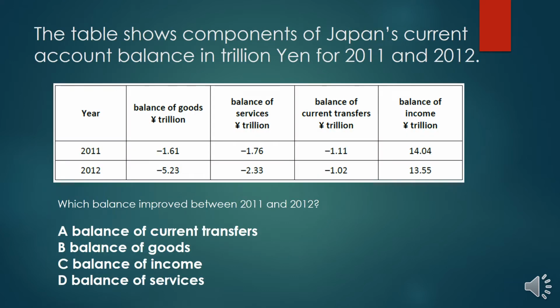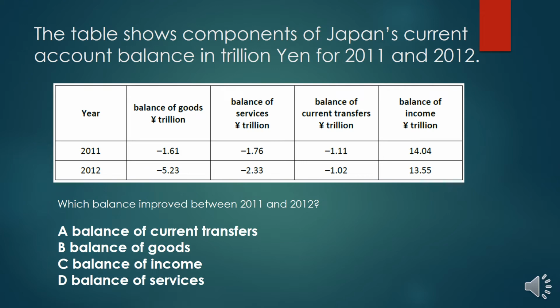So here the table shows the components of Japan's current account balance in trillion yen for 2001 and 2012. Two years they gave. So you can say that they gave four accounts of the balance of payment: trading goods, trading services, balance of current transfers, and balance of income. Which balance improved between 2011 and 2012? They gave four accounts: balance of current transfers, balance of goods, balance of income, and balance of services. So two years they gave, 2011 and 2012. Which one is showing an improvement? Only the question: which account is showing an improvement?